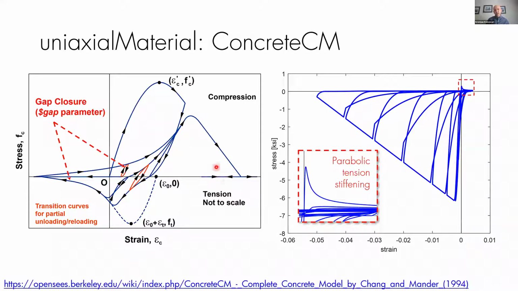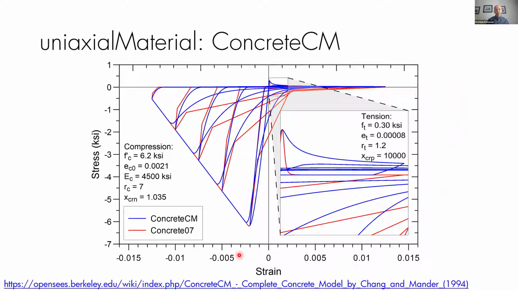An additional feature of this model is that if you zoom into the tension side, it has this parabolic tension stiffening versus linear tension stiffening, for example, in Concrete02, right? So it's a fairly complex uniaxial material model for concrete, and we implemented it in OpenSees as well. There was a simplified version of that model, Concrete07, which is also a Cheng and Mander formulation, but simplified. And you can see how the hysteretic rules are improved in this ConcreteCM formulation.